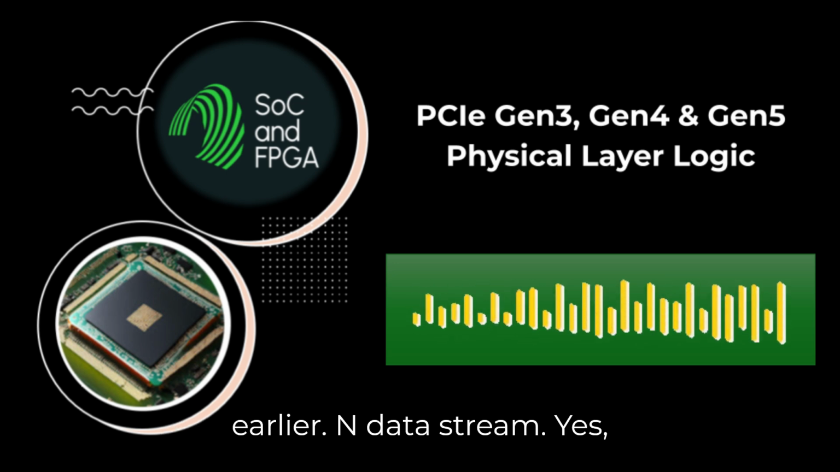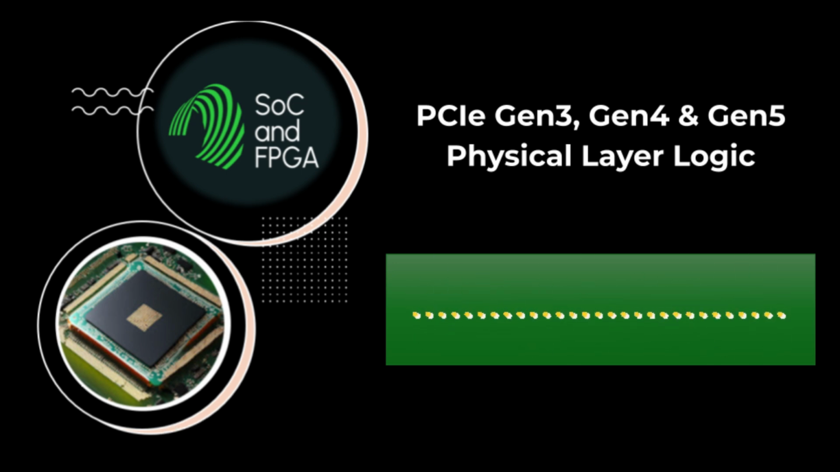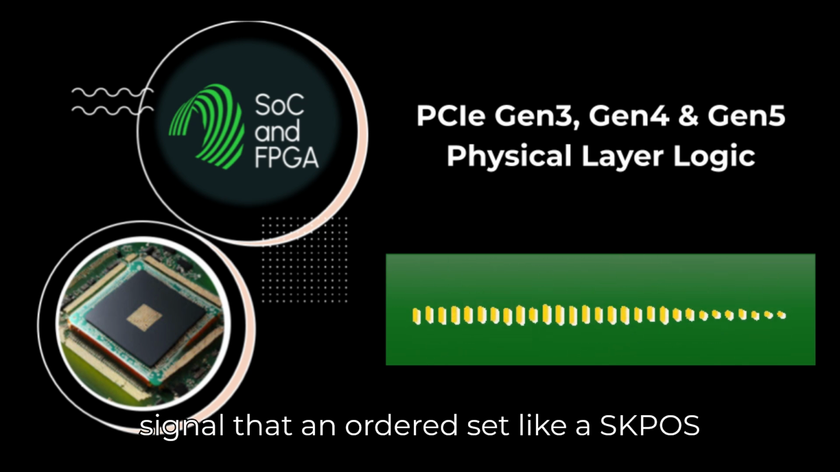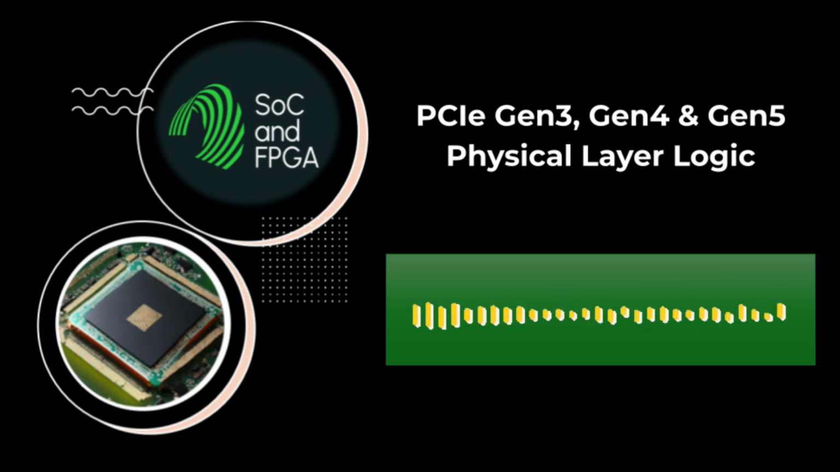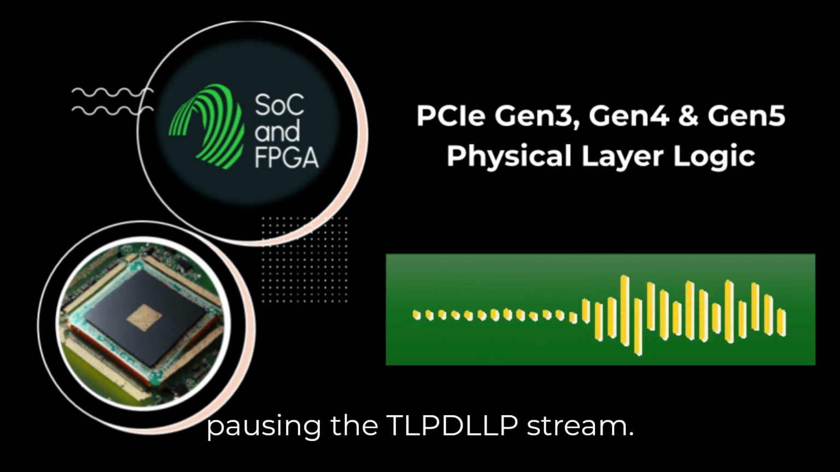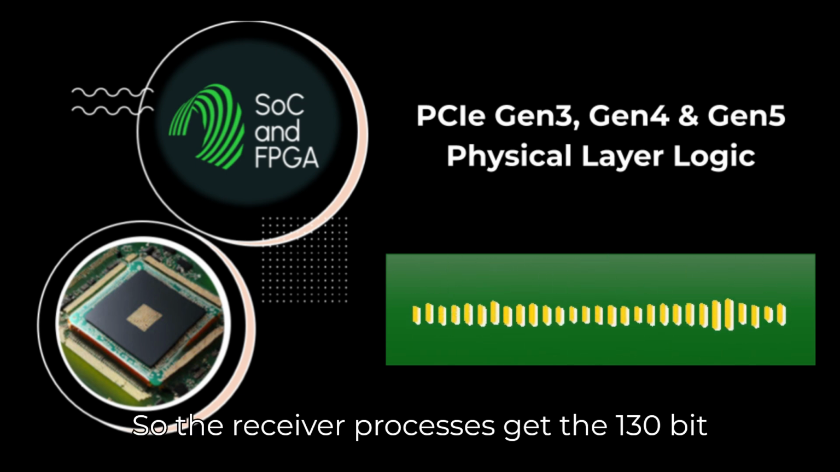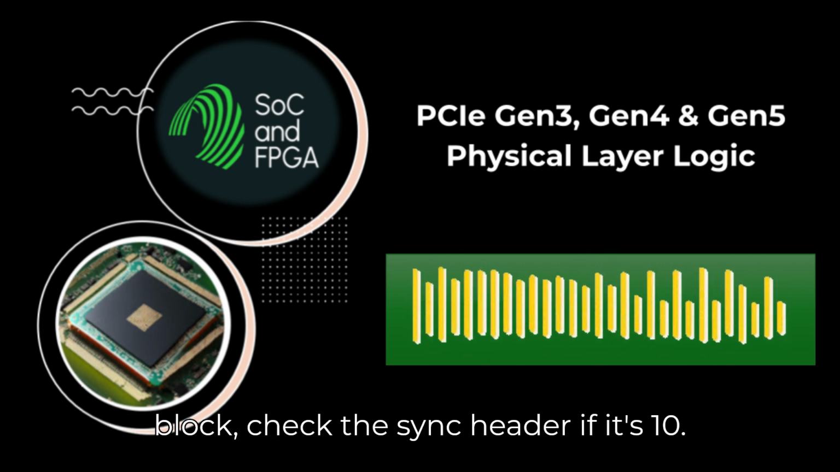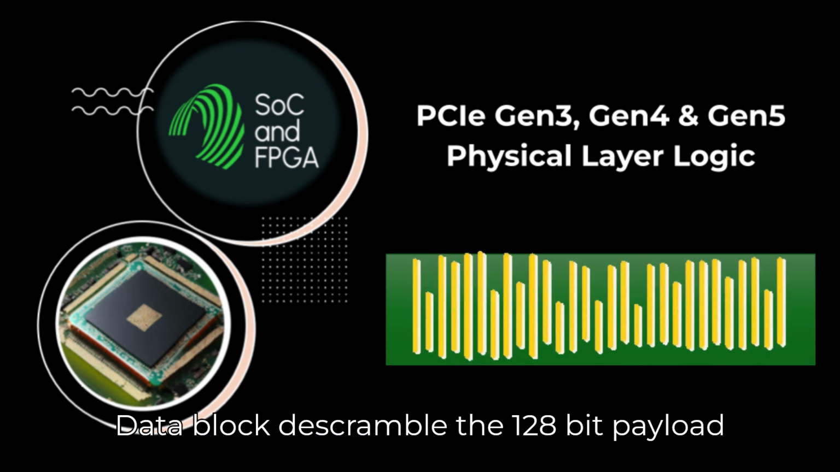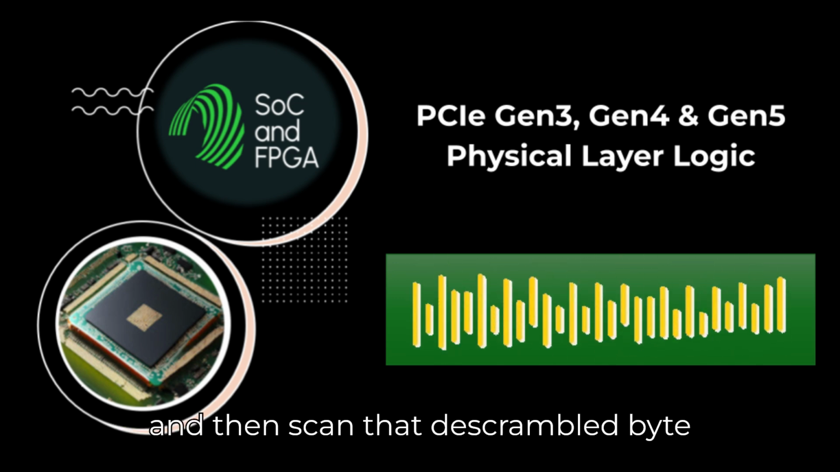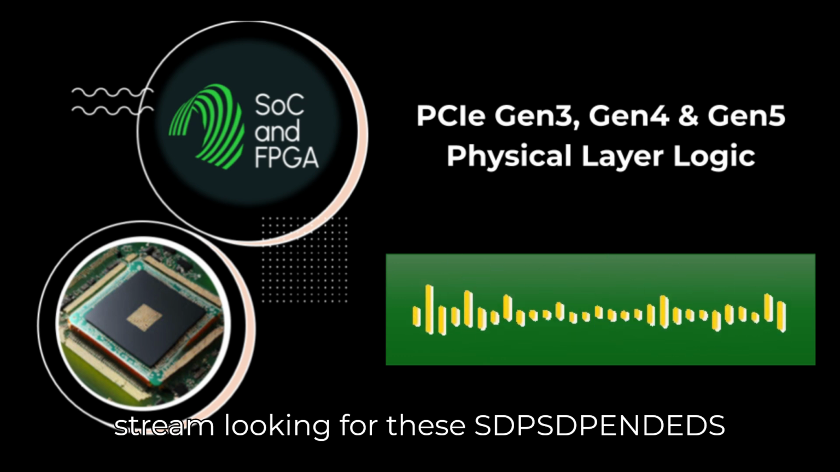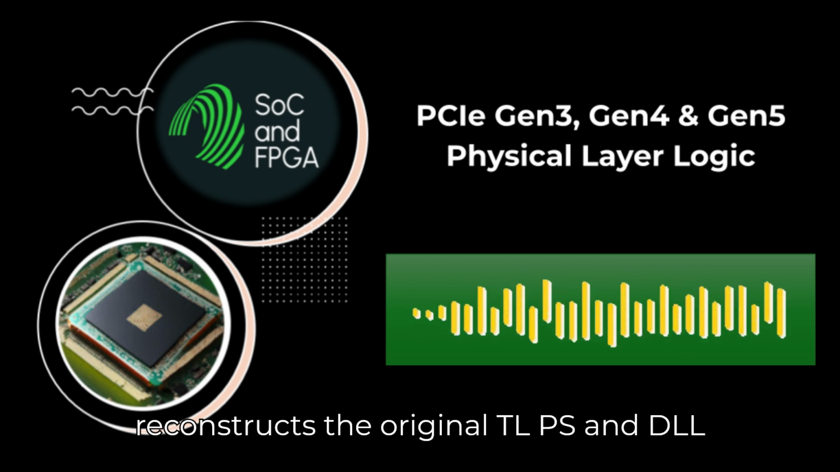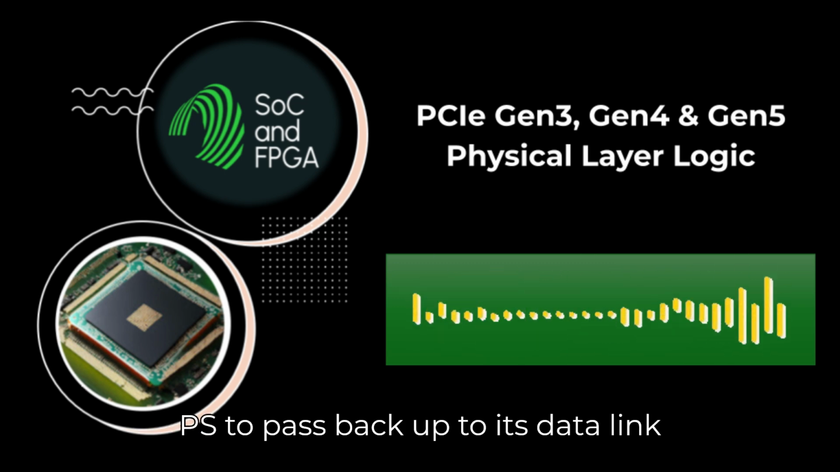And you mentioned EDS earlier. End data stream. Yes, EDS is often used right after an END marker. It can help with alignment or signal that an ordered set, like a SKPOS, is about to be transmitted, effectively pausing the TLP-DLLP stream. So the receiver processes it: get the 130-bit block, check the sync header. If it's 10, data block, descramble the 128-bit payload. Right. And then scan that descrambled byte stream looking for these STP, SDP, END, EDS markers to figure out the actual packet boundary. You've got it. That's how it reconstructs the original TLPs and DLLPs to pass back up to its data link layer.